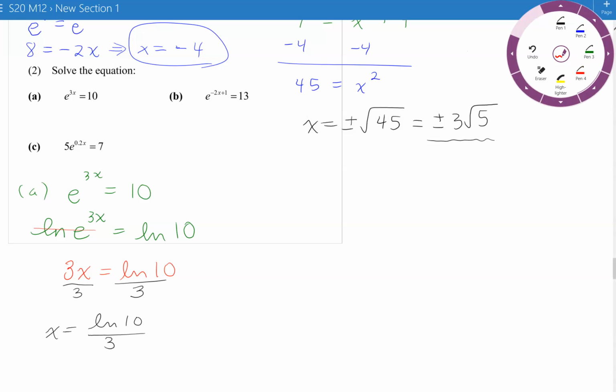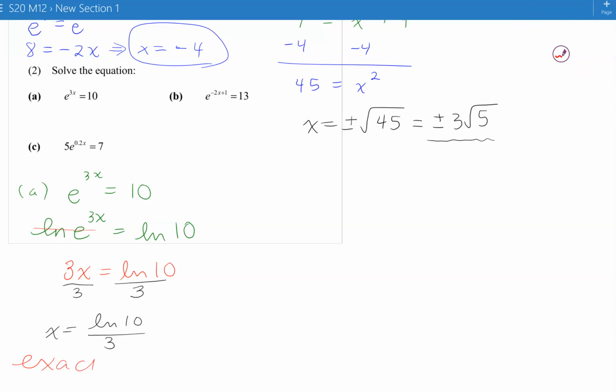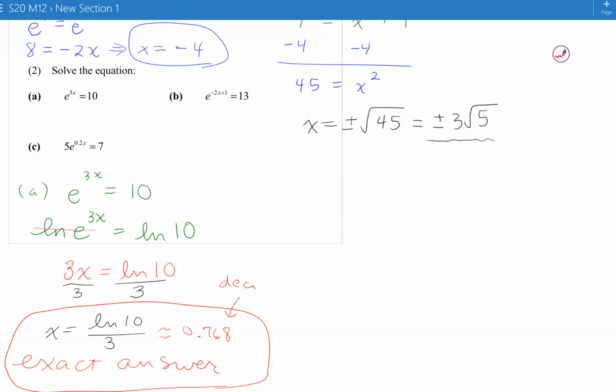So this is called an exact answer. If you are asked to, you can also give a decimal approximation. So there's no exact decimal representation. We have about 0.7675 and so on down to 15 decimal places. And this is the decimal approximation.